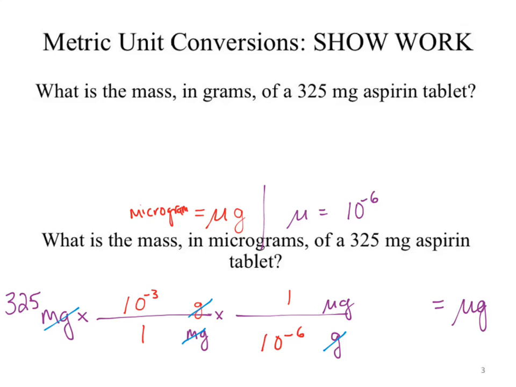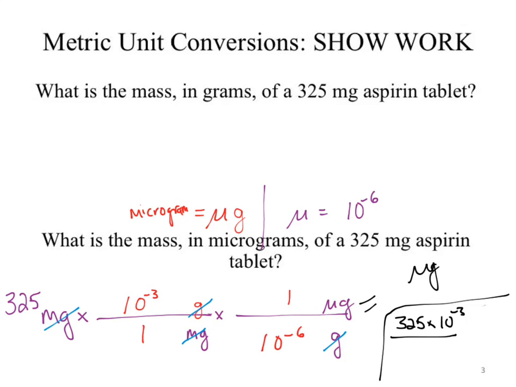Which brings us to the next point. How do I enter this into the calculator? This may seem tedious for some of you. Based on my experience, I'm awful at entering things into a calculator. So what I will end up doing is multiplying everything in the numerator. So I've got 325 times 10 to the minus 3. And I'll multiply everything in the denominator, 1 times 10 to the minus 6. I do usually skip that step and just say it's 10 to the minus 6.